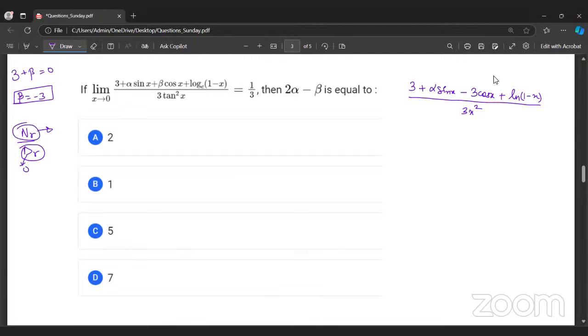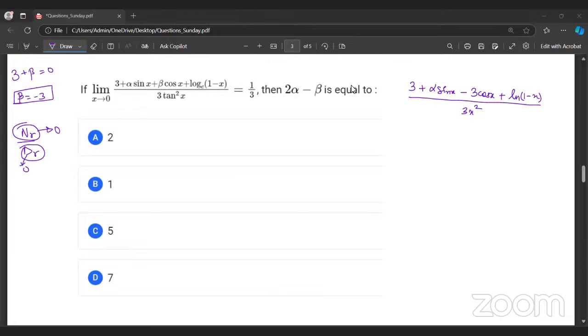0. Yeah. So x is tending to 0, so you directly just check that your numerator should also be tending to 0. That is what we will do over here. So you substitute x as 0 in the numerator. So 3 plus alpha into 0, that is 0, plus beta into 1 plus 0. So 3 plus beta is equal to 0. So beta is directly -3. Got it?